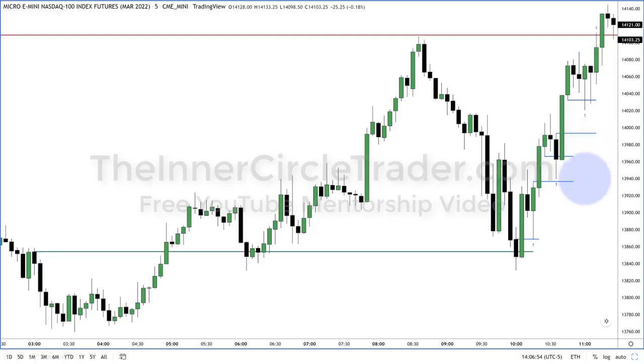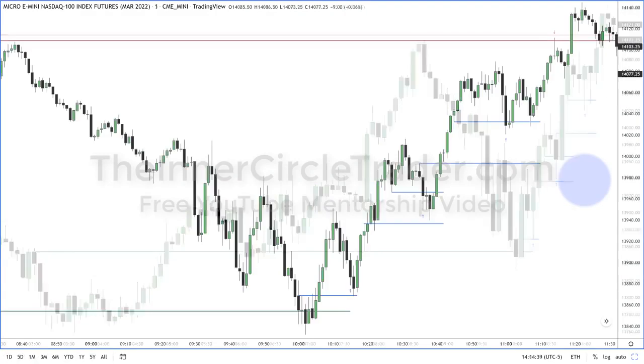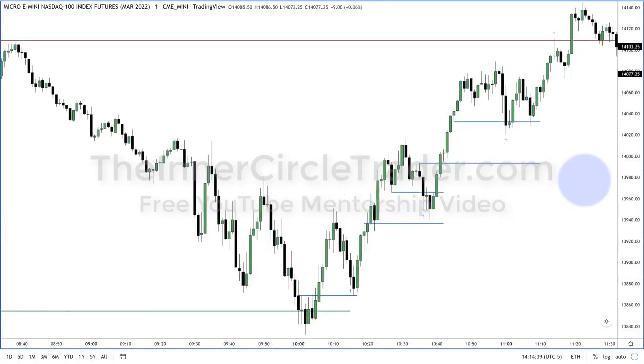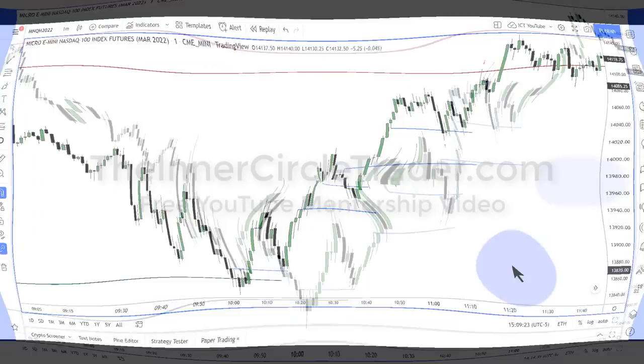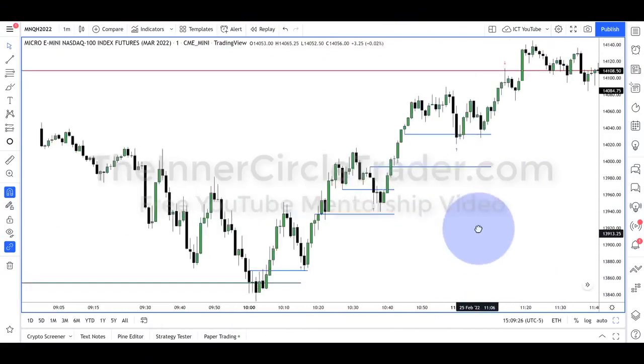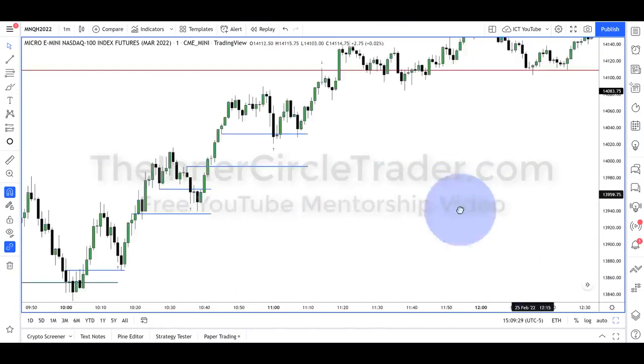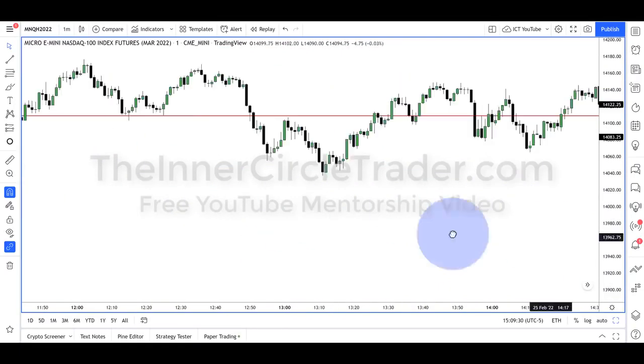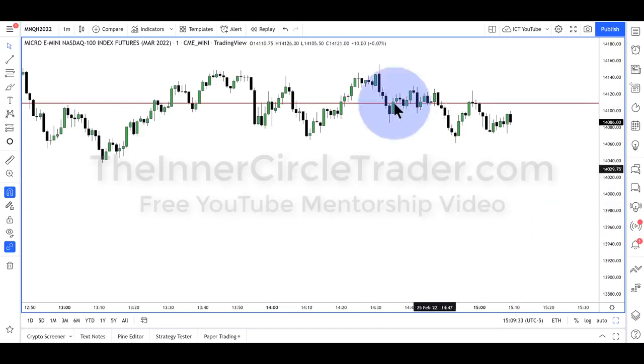Now, here is the 1 minute chart. All right, so here we're over in TradingView. Everything is live printing right now. This is where we're at the moment. It's just hanging around that old high.